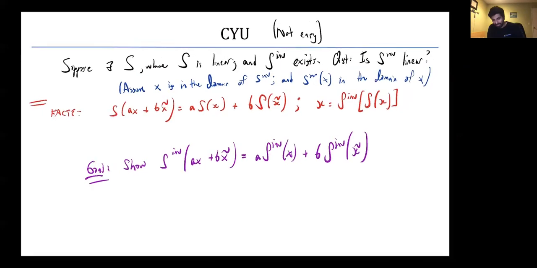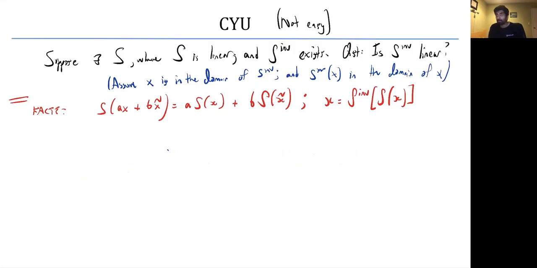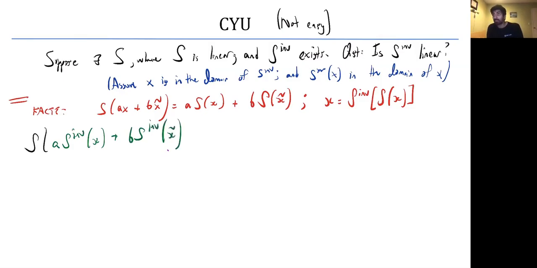Now, how would we get there? Well, our first step to get to this goal is to realize that we can rewrite this system as follows. Okay. It's completely fair to go ahead and write the system as something like S of some scalar A S inverse of X plus B S inverse of X tilde. It's completely fair to go ahead and write the system like this.